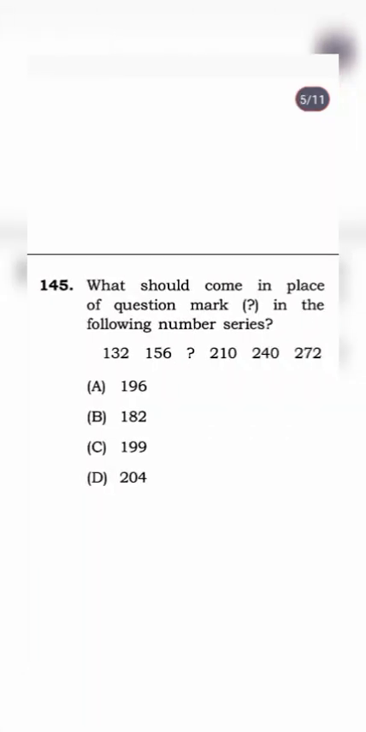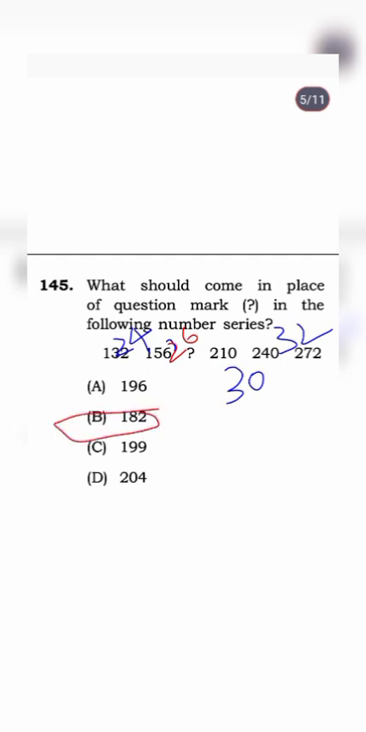What should come in place of the question mark in the following number series? So 132, 156. Here is a difference of 24. You can see that. Here is a difference of 30. Here is a difference of 32. You can see there is a difference of 2 each time. If we go further, I guess here the difference will be how much? 26. So we will add 156 and 26.